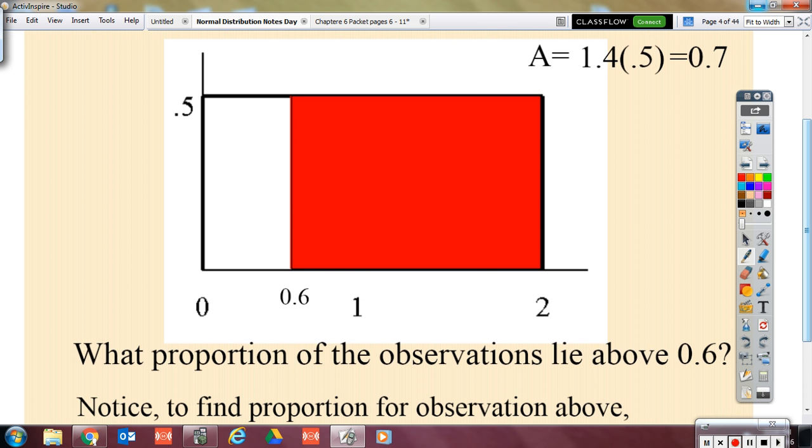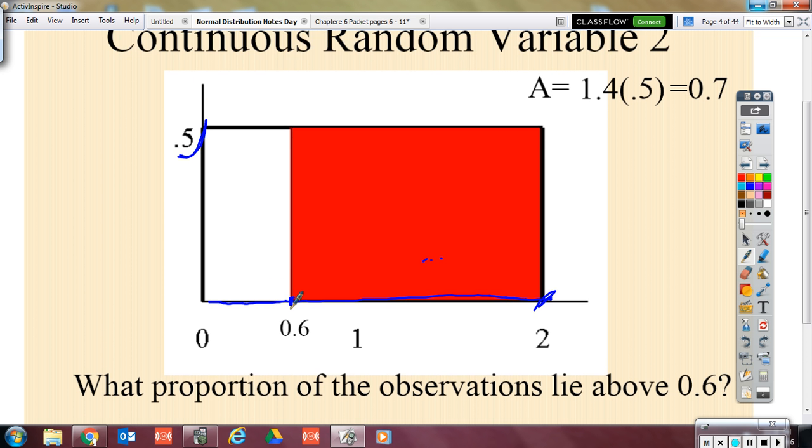Do be aware that the heights of the pictures are not necessarily always 1. They could be, in this case, a half. But with the height being 1/2, in order to still have 100%, notice the base goes up to 2, because a half times 2 is still 100% of the data. So if I put all of this data in a bag and shake it up, what's the probability that I get something in the red section? It'll be 70%, because I am going from 0.6 out to 2, so that is a base width of 1.4, and a height of 1/2, so 1.4 times a half gives 70% probability.